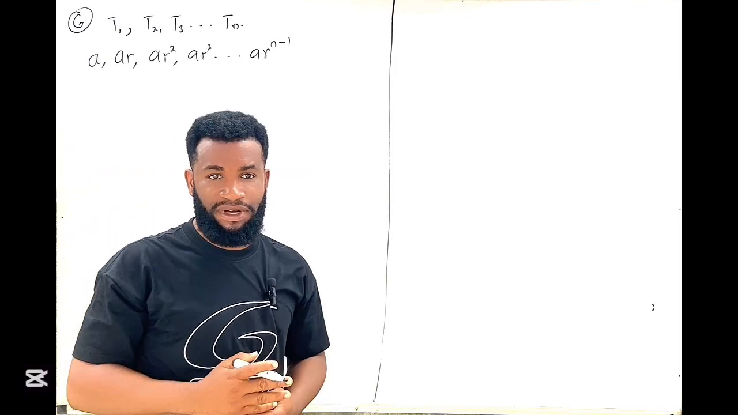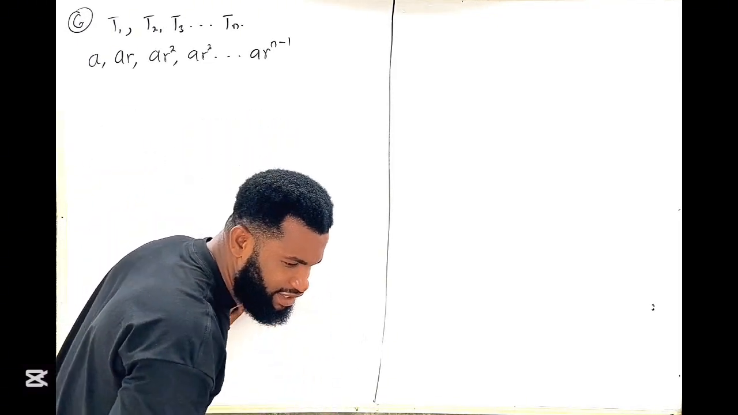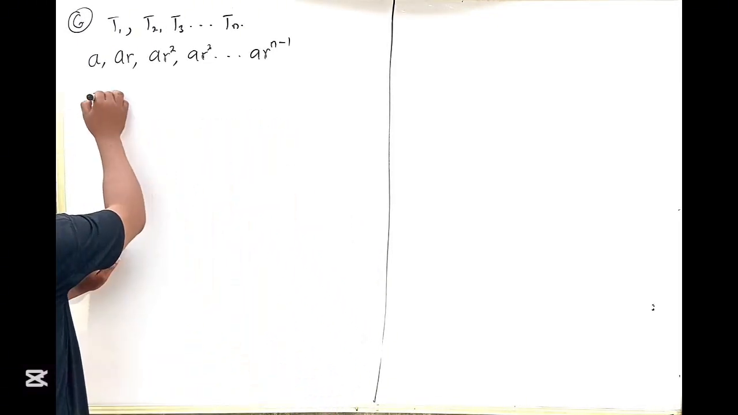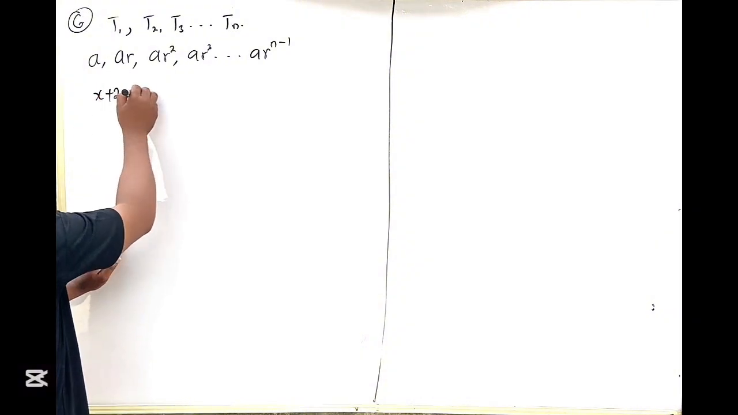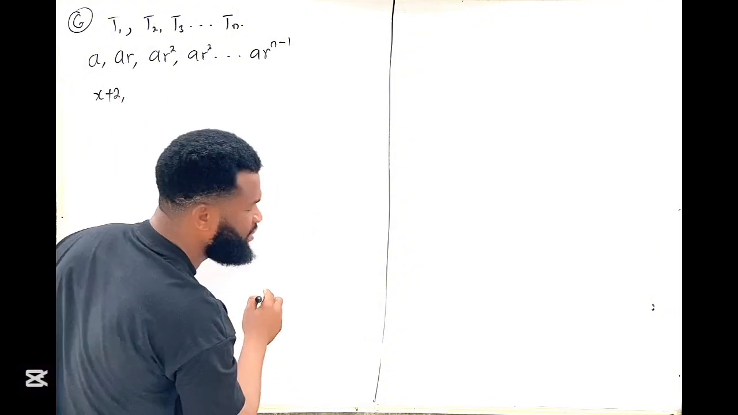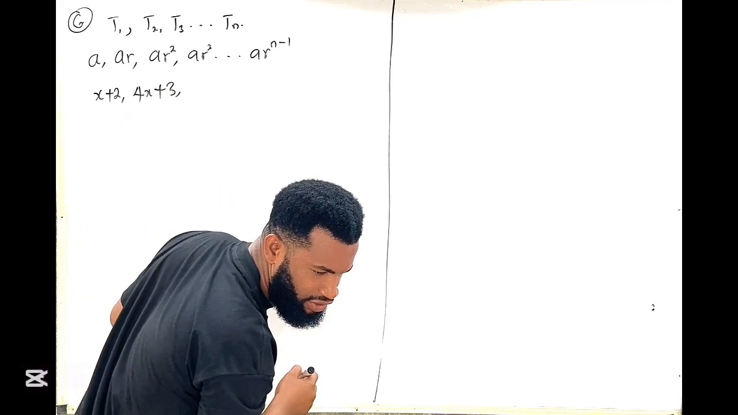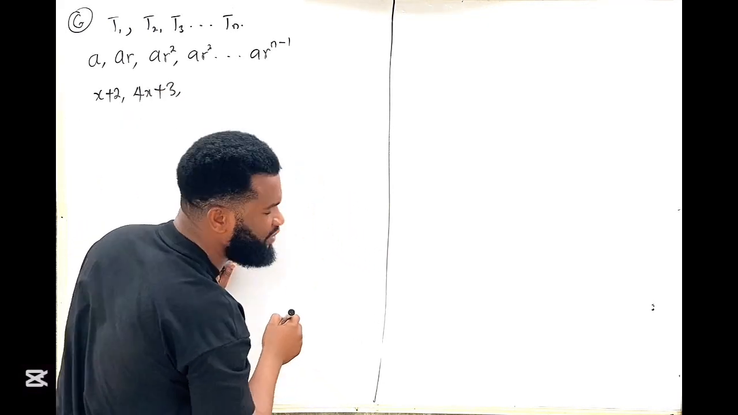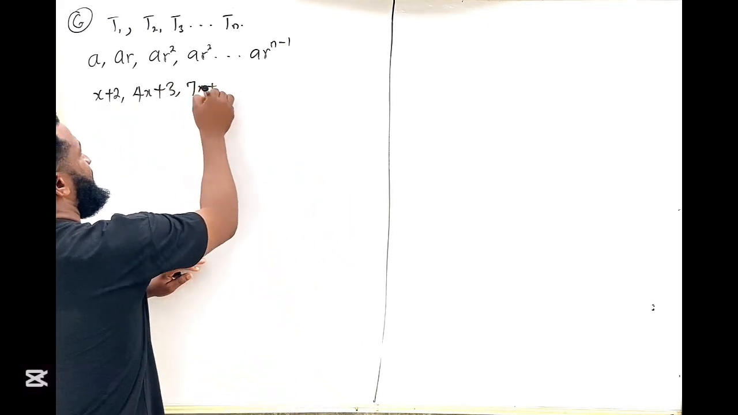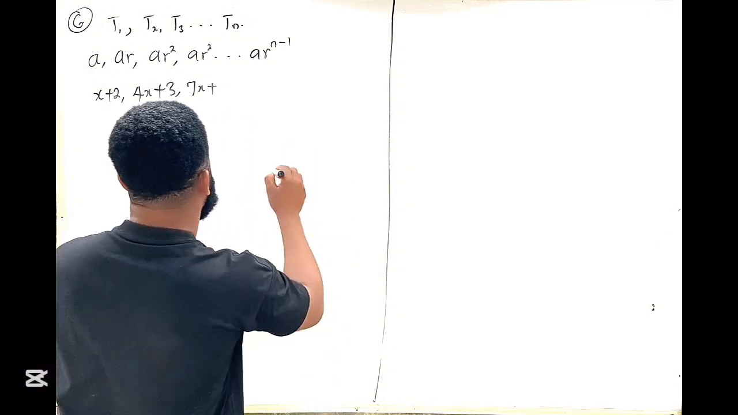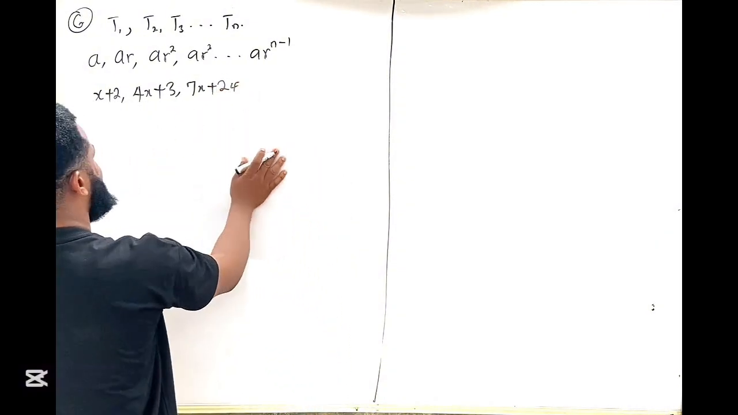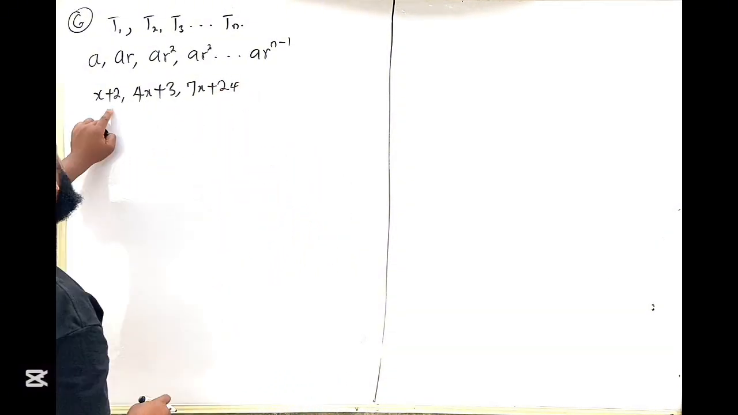However, they have given us the values of the first term, and they say that the value of the first term is x plus 2. Then the next term is going to be 4x plus 3. And they also say that the last term is 7x plus 24. Okay, so these are the terms, and we're asked to find the value of x.